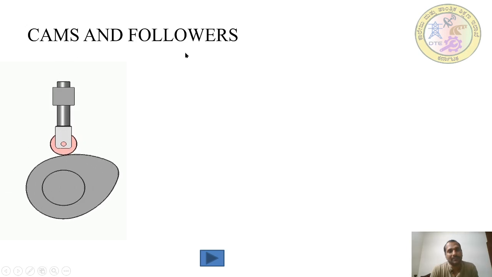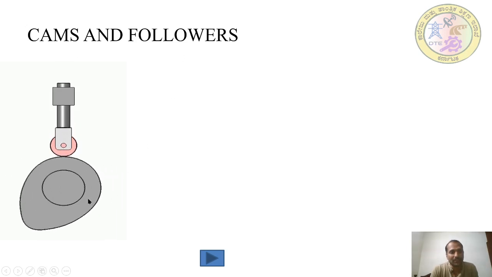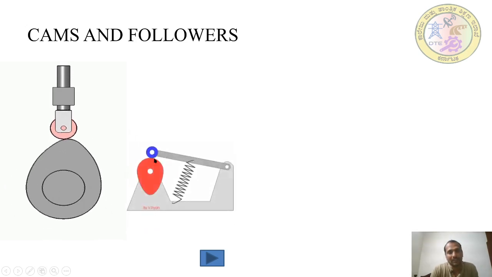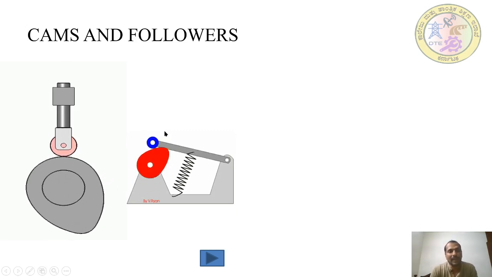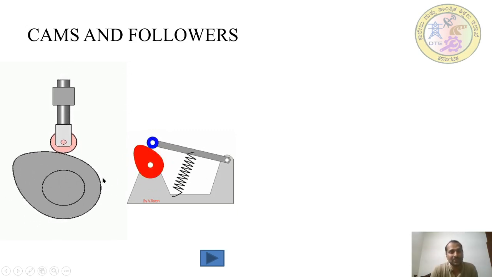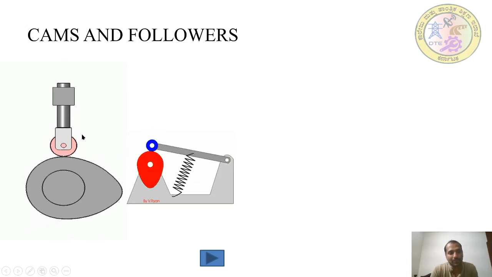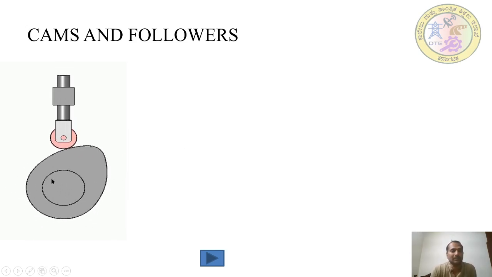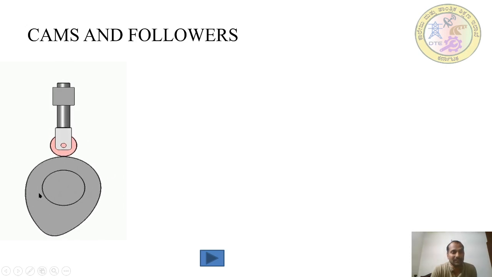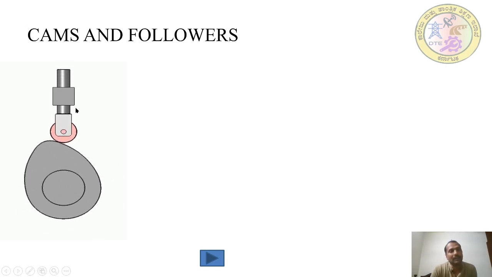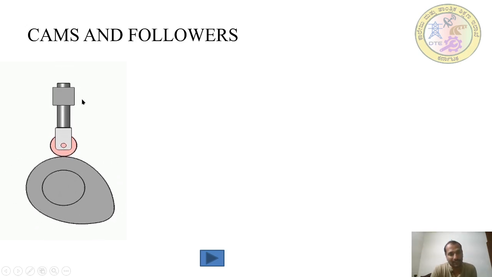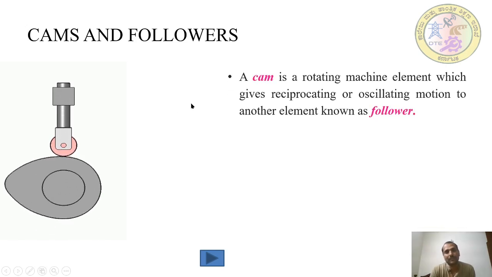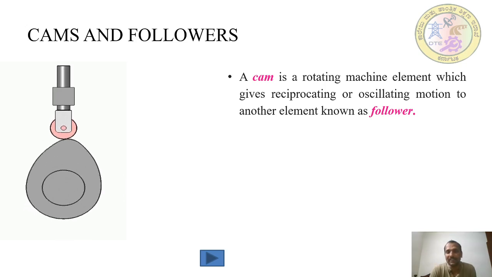This CAM and follower mechanism is mainly used to convert a rotary motion into reciprocating or oscillating motion. Observe the animation. This rotating machine element is called CAM, and the reciprocating or oscillating element is called the follower. A CAM is a rotating machine element which gives reciprocating or oscillating motion to another element known as follower.